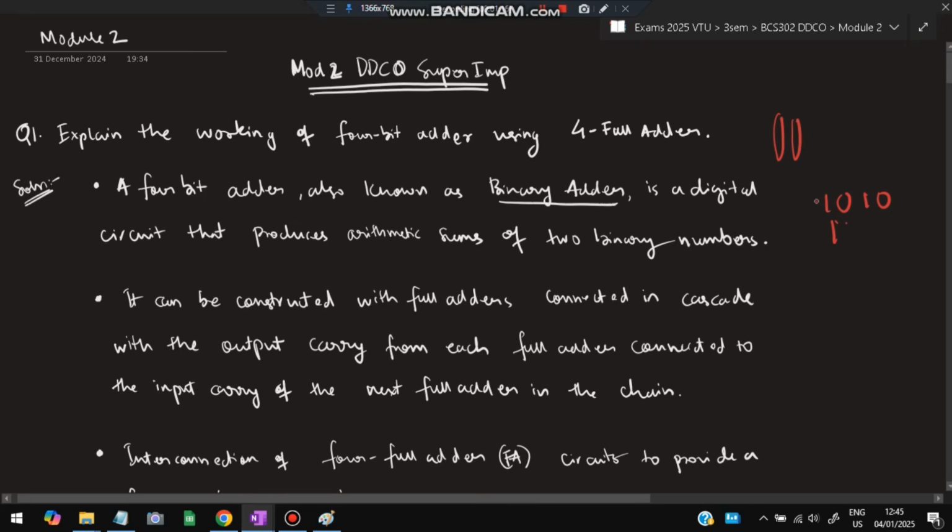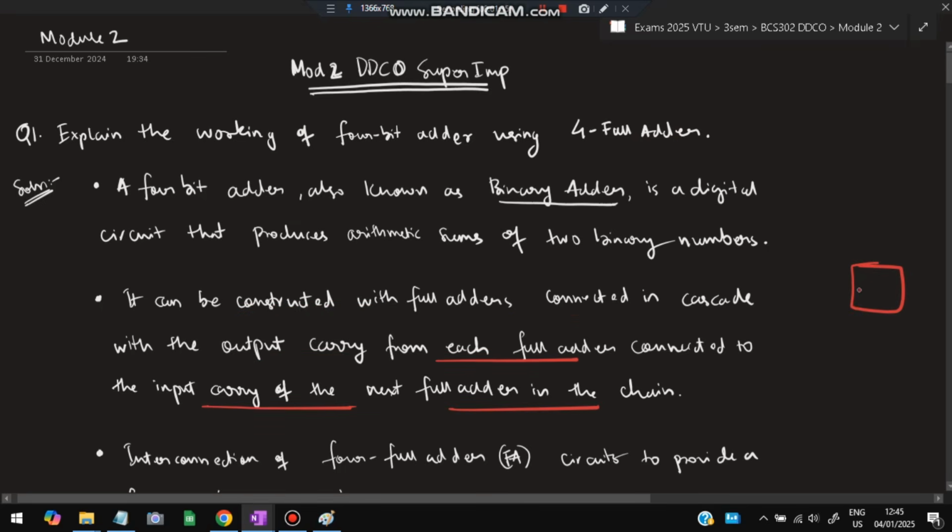It will calculate for 4 bits. That is called a 4-bit binary adder, and we are using 4 full adders, meaning for each calculation there will be one full adder. It can be constructed with full adders connected in cascade, with the output carry from each full adder connected to the input carry of the next full adder.